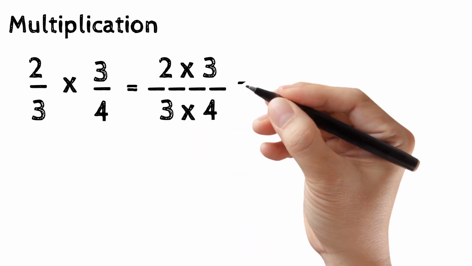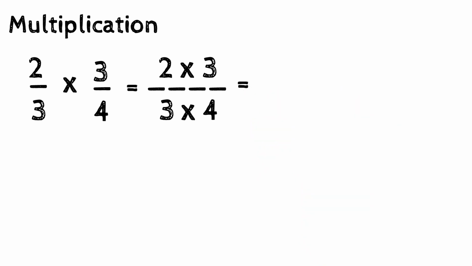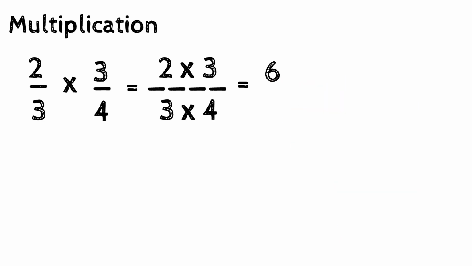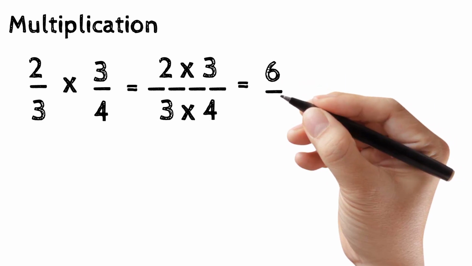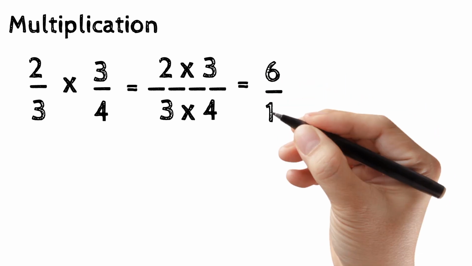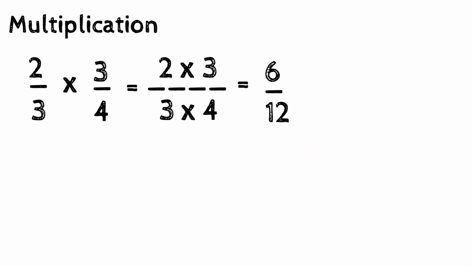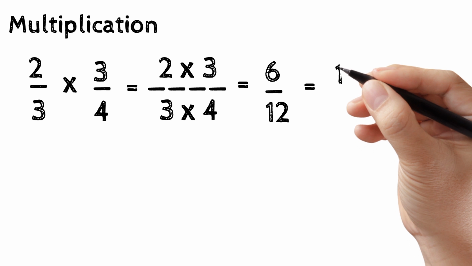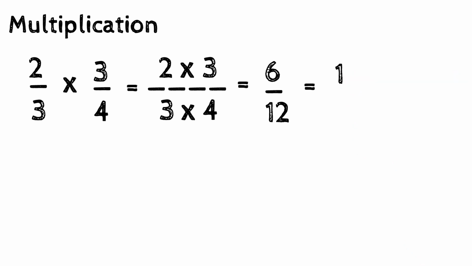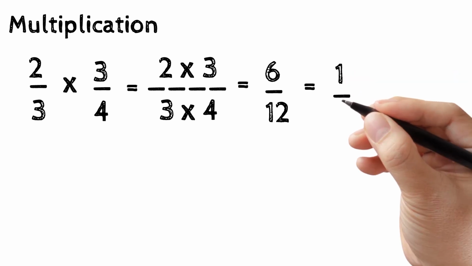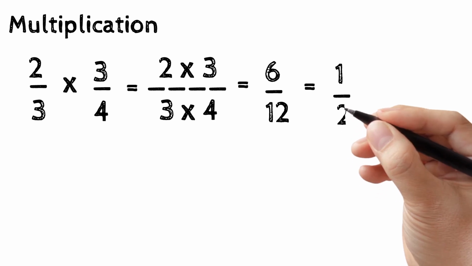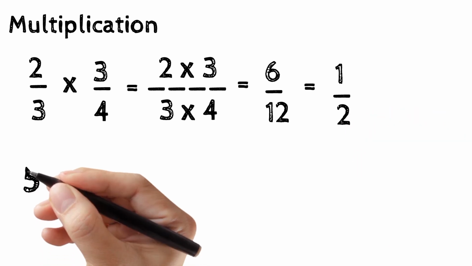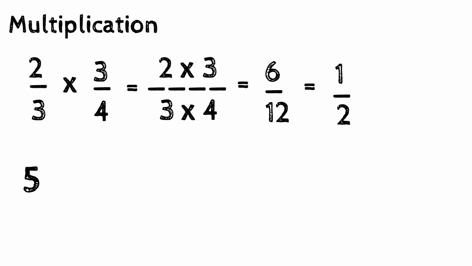So this is equal to 2 times 3 is equal to 6. Now the numerator is 6. And then over 3 times 4, the denominator is 12. Now this can be simplified. After simplifying, you get 1 over 2. That's the answer.